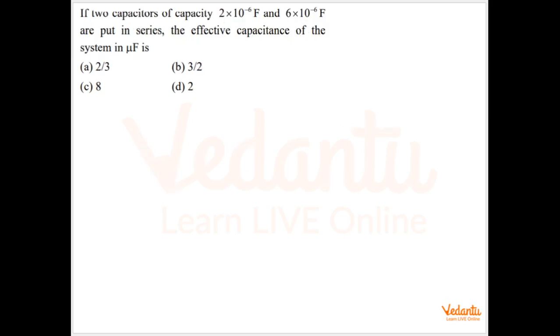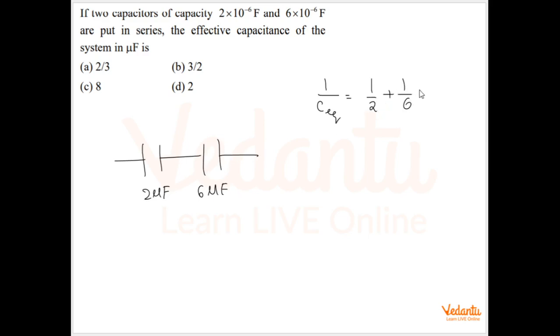In this question, 2 capacitors, 2 microfarads and 6 microfarads, are connected in series. We have to calculate the equivalent capacitance. So the first capacitor is 2 microfarads, the second capacitor is 6 microfarads. I will write down 1 by C equivalent as 1 by 2 plus 1 by 6, which will be equal to 4 by 6. So the equivalent capacitance will be 6 by 4 or 3 by 2 microfarads, which is option B.